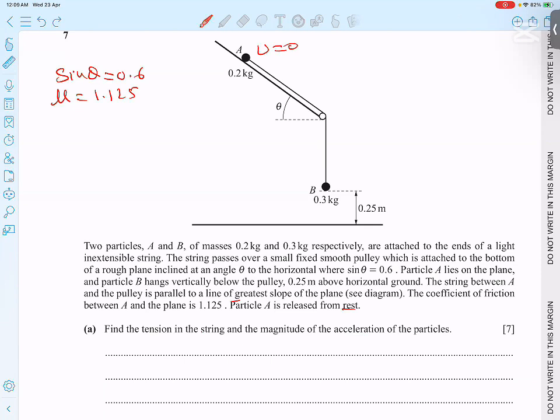So students, let's start. First of all, this is times 10, and I got this 3 newtons acting downwards, and tension towards the pulley. Tension will be towards the pulley. But what about this particle?